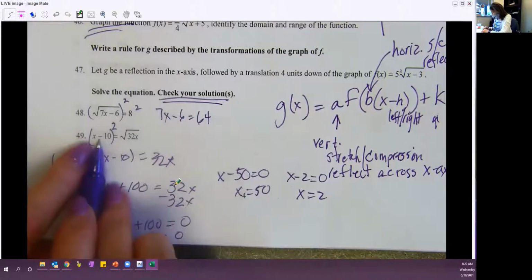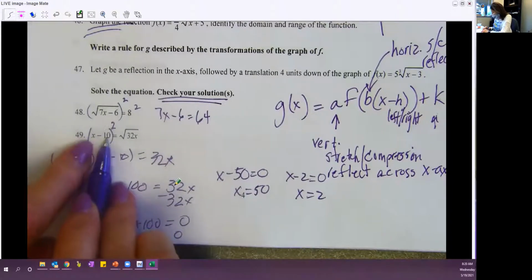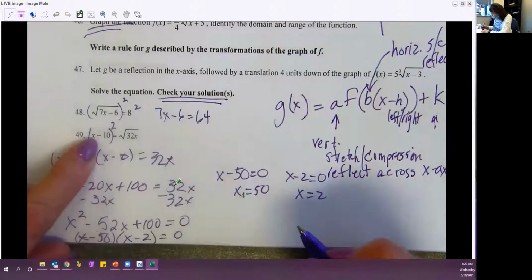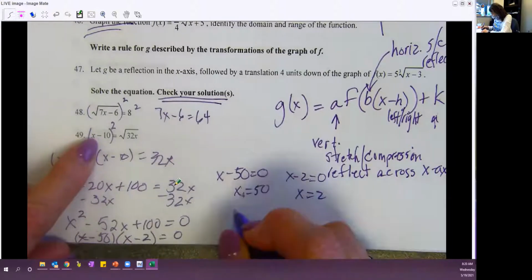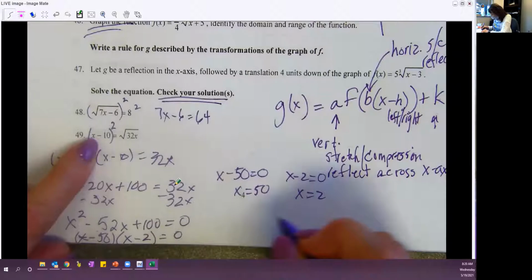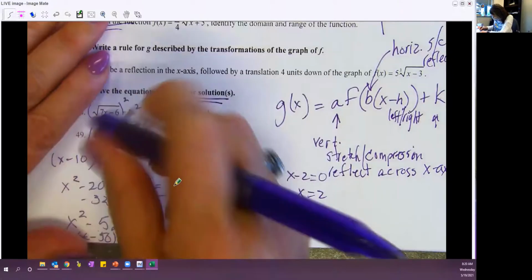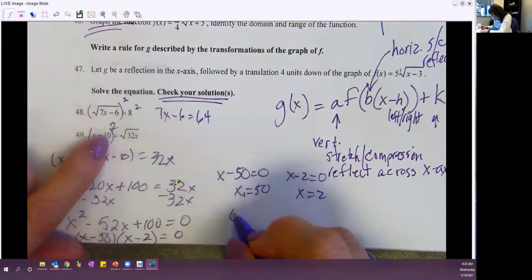So put 50 on this side, we get 50 minus 10 is 40. And 40 squared is 1600. Is that right? 40 times 40 is 16 and 2 zeros. So if we plug this back in, oh wait, no, it wasn't squared before, sorry. We had to square it to solve it. So we have 50 minus 10 is 40.